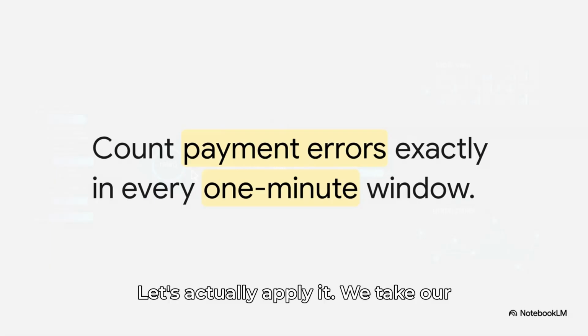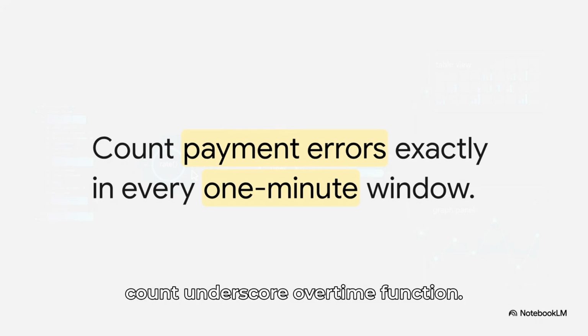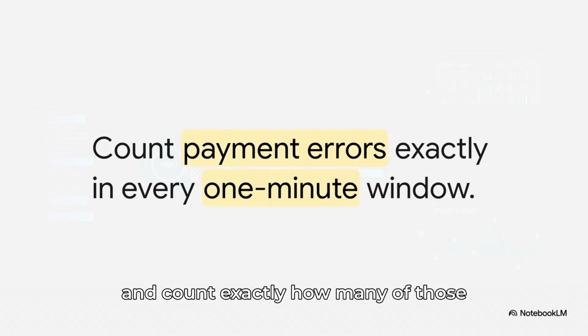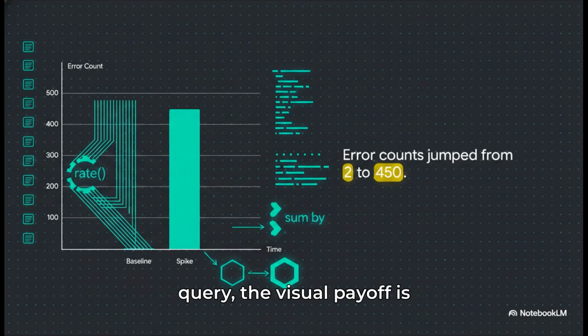Let's actually apply it. We take our original log query, wrap it up in parentheses, and add that count_over_time function. Notice that 1m in brackets at the very end? That's our time duration, or our interval. We're telling Loki, take those payment logs, filter for the word error, and count exactly how many of those lines pop up in every single 1-minute window. When you hit run on that updated query, the visual payoff is immediate.